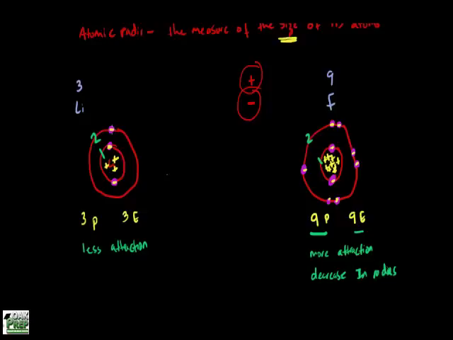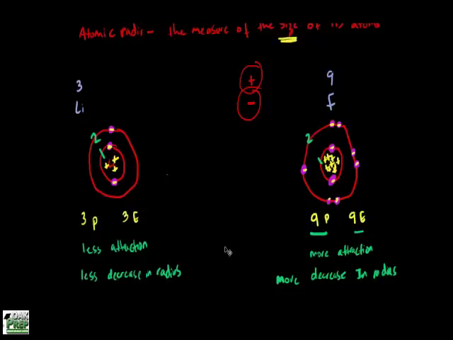The protons don't pull the electrons the same way they did over here. And I'm going to write more over here. So more attraction causes more decrease in the radius. So over here we have less protons and electrons compared to this one, and there's less attraction, so less decrease in radius or the size.